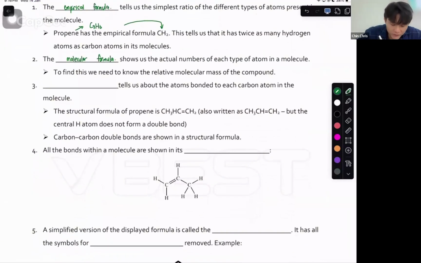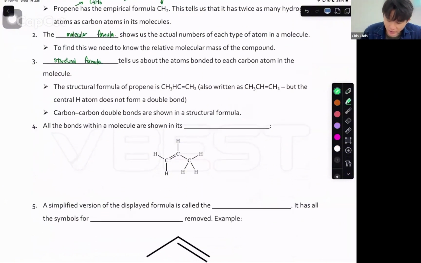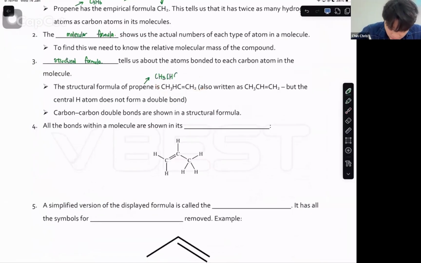After that, we have the structural formula. The structural formula will tell us how the atoms are arranged. For example, propene is CH3CHCH2. That is the structural formula of propene.